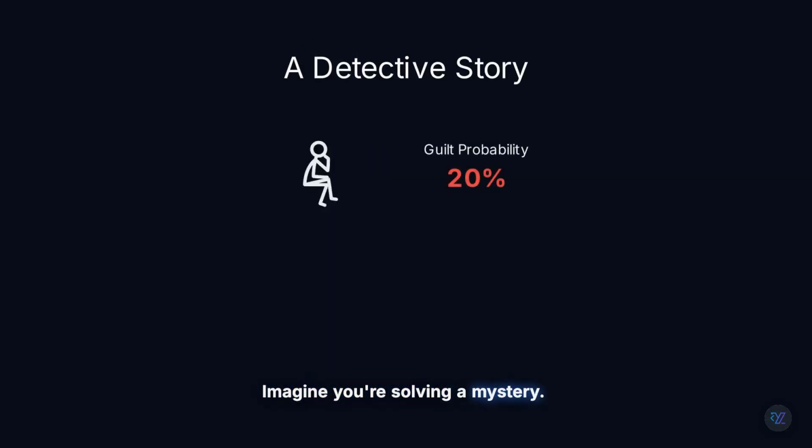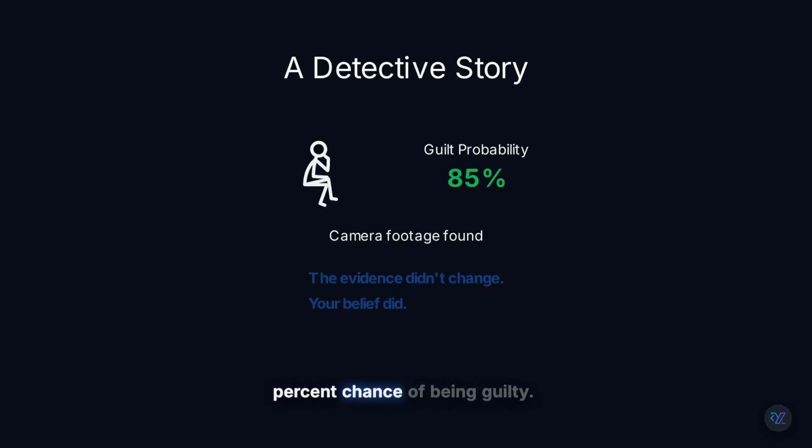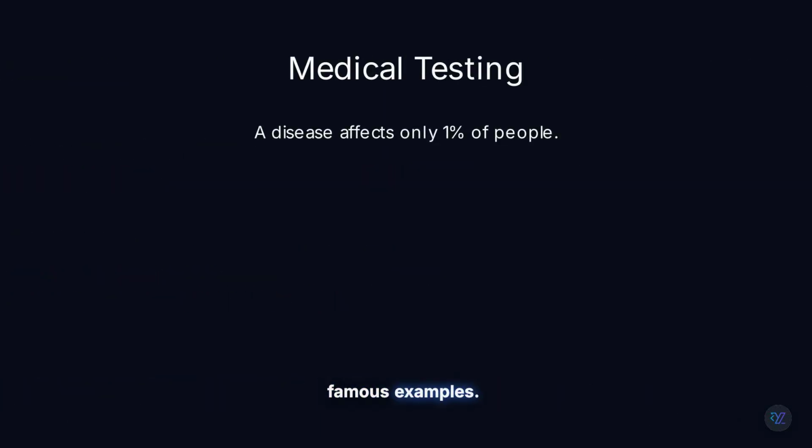Imagine you're solving a mystery. At first, you think one suspect has only a 20% chance of being guilty. Then a fingerprint is discovered. Now your confidence increases. Then camera footage appears. Now you're even more confident. Notice something, you never changed the evidence. You changed your belief because of the evidence. That's Bayesian thinking.